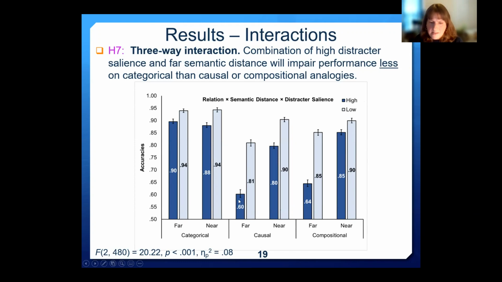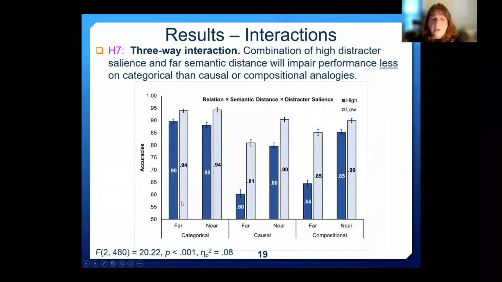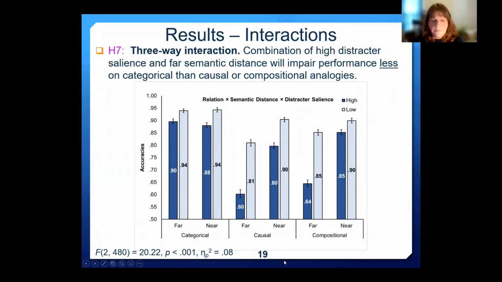And you can see the accuracies here were at the lowest for the far semantic distance, high distractor salience analogies within the causal relation. But you can see that same type of interaction here with a greater impairment of distractor salience within the far than the near causal analogies. And then with the categorical analogies, there really was no such interaction. You had a main effect of the distractor salience, as I showed you on that last slide, but no interaction in terms of greater impairment within the far than the near.